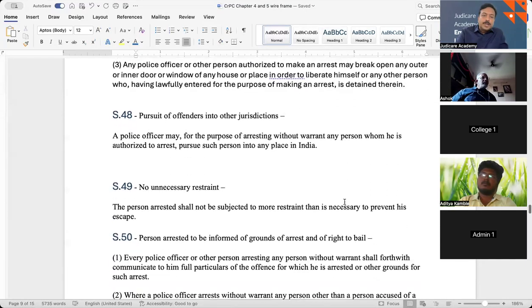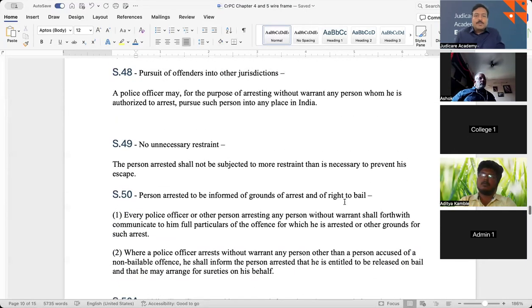Now we come to section 48. Pursuit of offenders into other jurisdiction. A police officer may, for the purpose of arresting without warrant any person whom he is authorized to arrest, pursue such person into any place in India. So under section 48 only, police go to different cities and they can find and arrest those people.